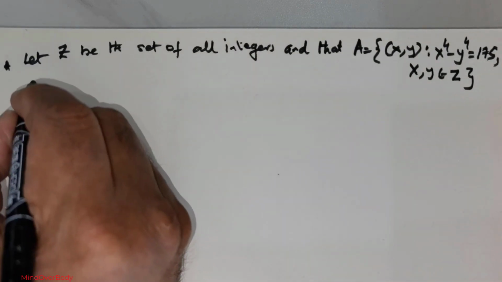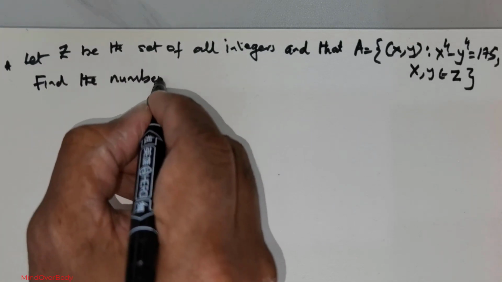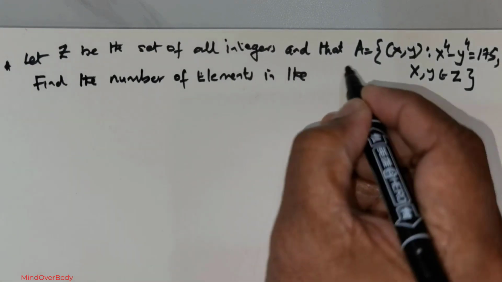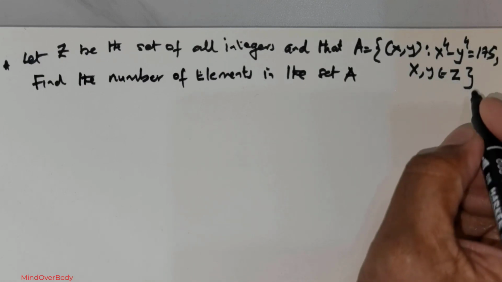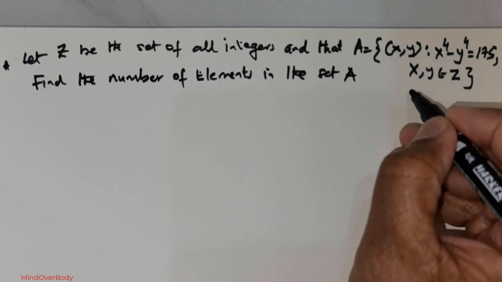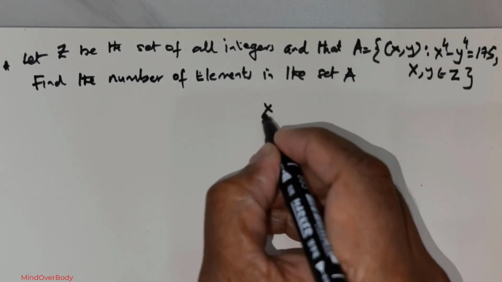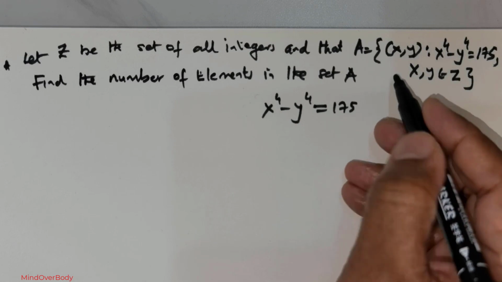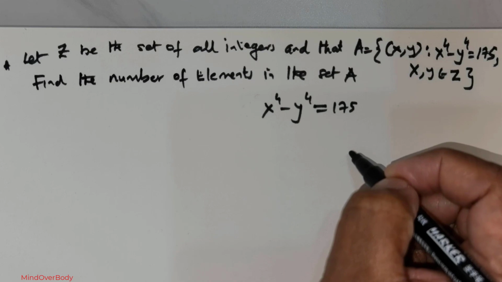Now, if this is the situation, they are asking us to find the number of elements in the set A. This is an interesting question. Why? For the fact we are given an infinite set. Z is an infinite set, and we have to choose all x and y from Z such that this condition holds good: x to the power of 4 minus y to the power of 4 should be equal to 175. Now just imagine, is it easy to find out all the ordered pairs such that this condition holds good, and that too in a competitive environment?